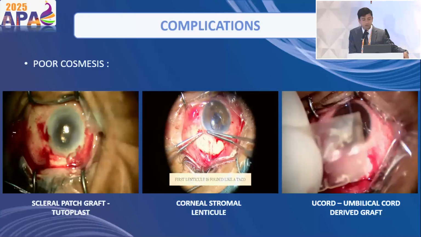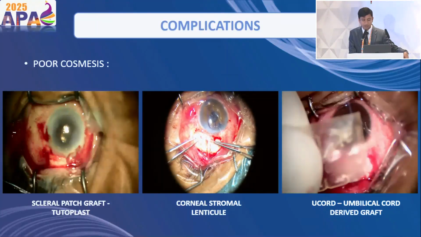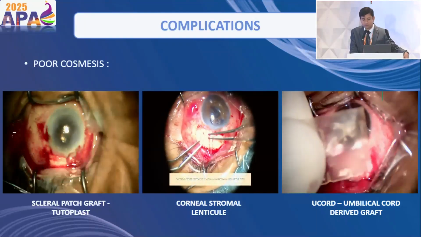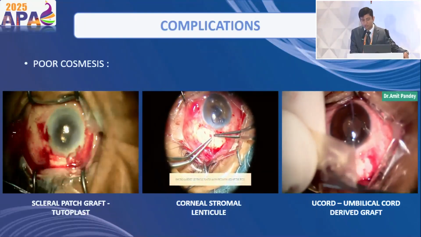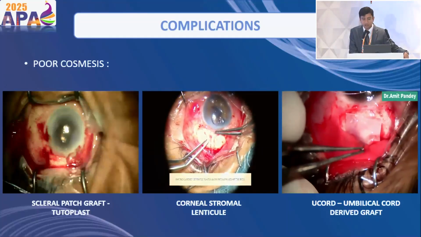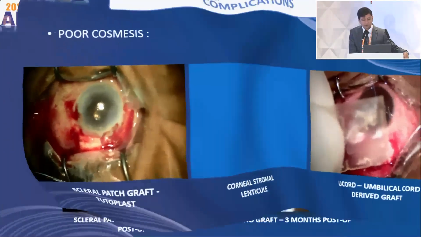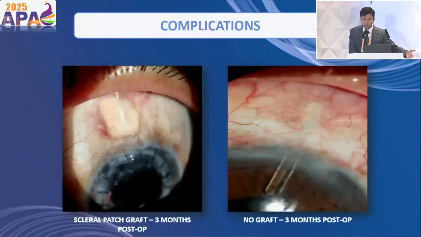I've shown this is a corneal stromal lenticule derived from SMILE surgery. I've used 2 or 3 to cover the tube. This is absolutely transparent, so gives very good cosmesis. You can also use this UCord, which is an umbilical cord derived graft, which is also semi-transparent and not very costly. So this also gives good cosmesis. Or you can do like shown in the previous videos. You can make a scleral tunnel and or a long tract.